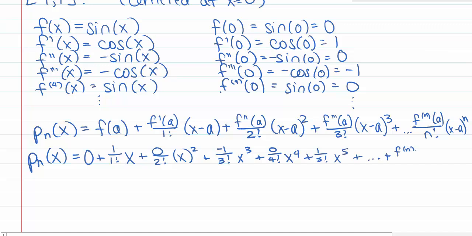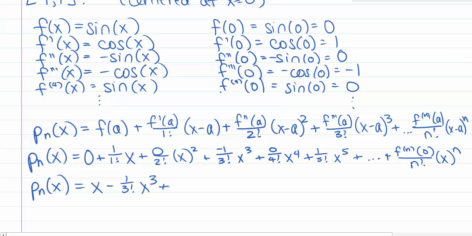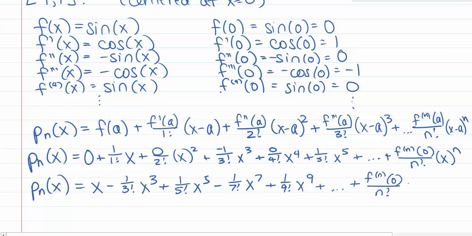The nth derivative at 0 over n factorial x to the n. And we can simplify this a little bit. We can actually see that p sub n of x is going to be x minus 1 over 3 factorial x cubed plus 1 over 5 factorial x to the 5th minus 1 over 7 factorial x to the 7th plus 1 over 9 factorial x to the 9th plus dot dot dot, wherever we end here, the nth derivative at 0 over n factorial x to the n.